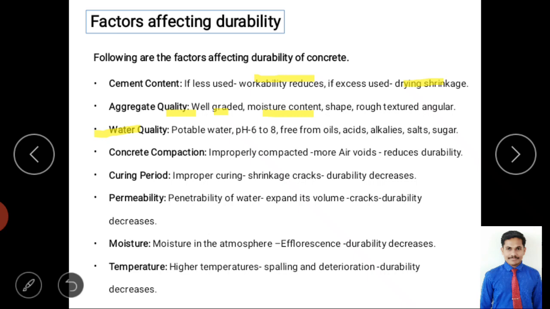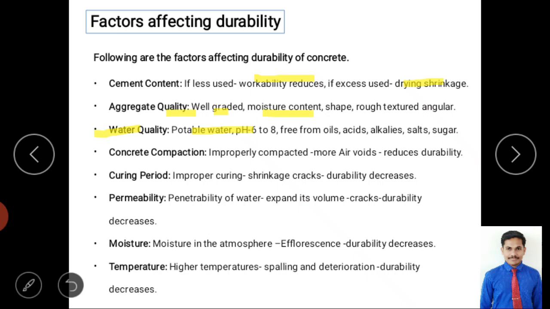But specifically, we have to use potable water, meaning drinkable water which we use for drinking. Similarly, the same water we have to use for construction, the preparation of concrete. Here they mainly mention the pH. If the pH of water is 6 to 8, then it is good. If it is not in the range of 6 to 8, then it causes problems, such as corrosion, so the water should have a pH of 6 to 8.